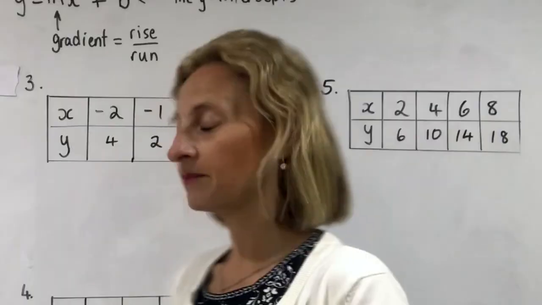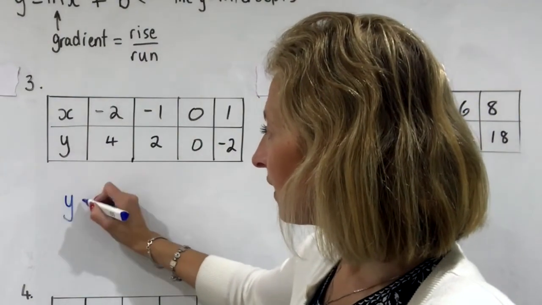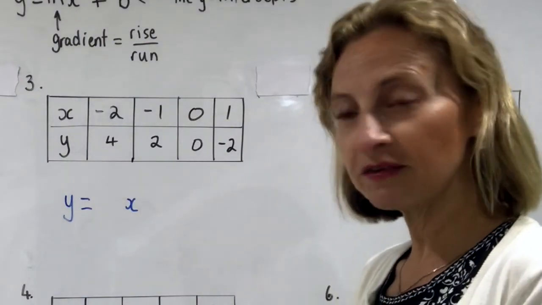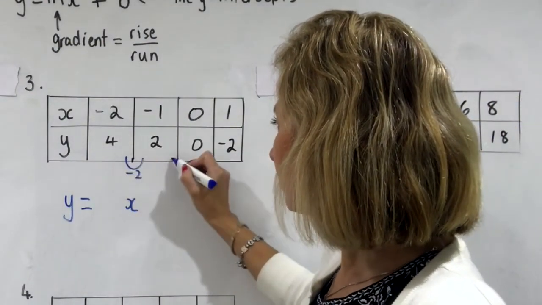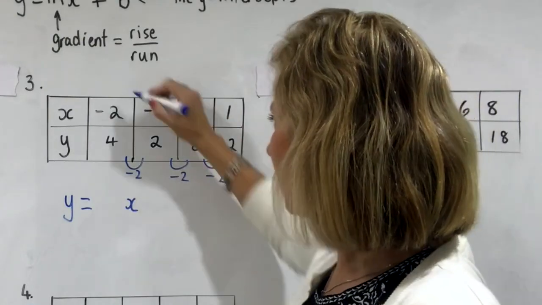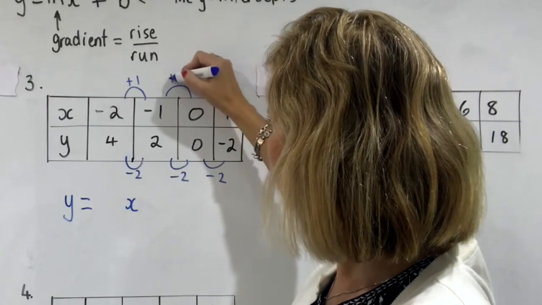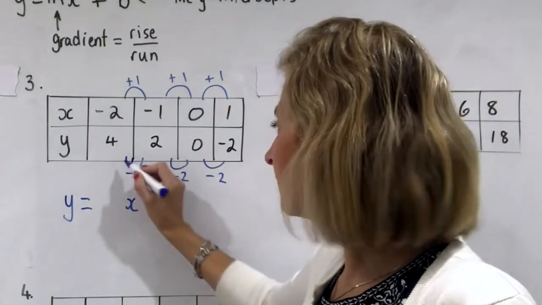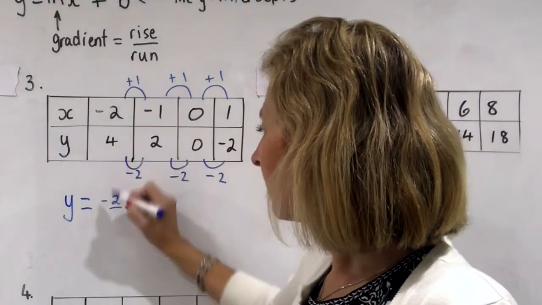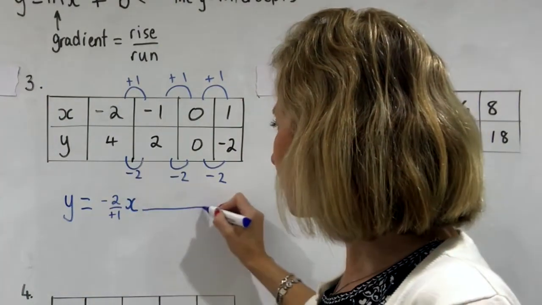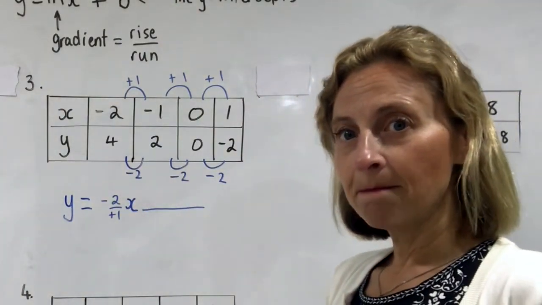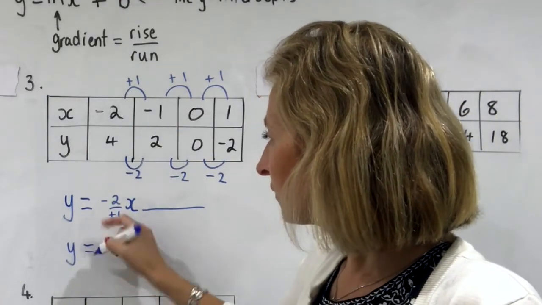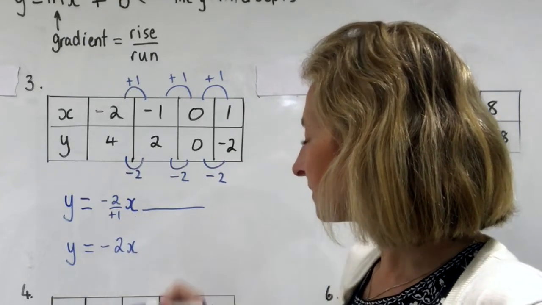Let's have a look at another one. We start by saying the equation is y equals something x. We figure out the difference in the x's and the difference in the y's. These are going down by 2. And these are going up by 1. So what number goes in front of the x? Rise over run. That's going to be minus 2 over plus 1. And I know I need something here, but I need to substitute in a point to work it out. Well, I might just simplify this first. y equals minus 2 over 1 is minus 2x.